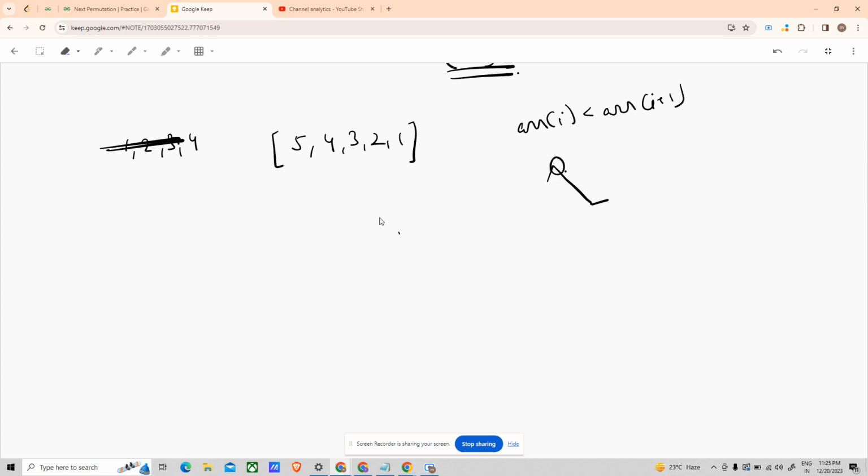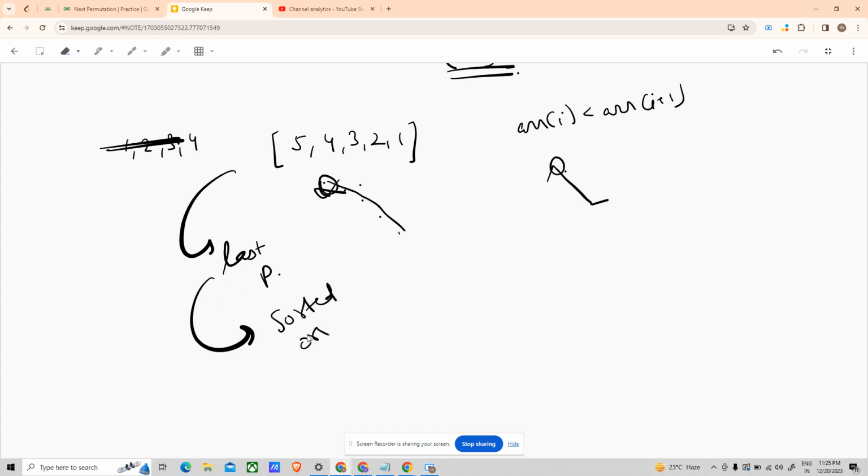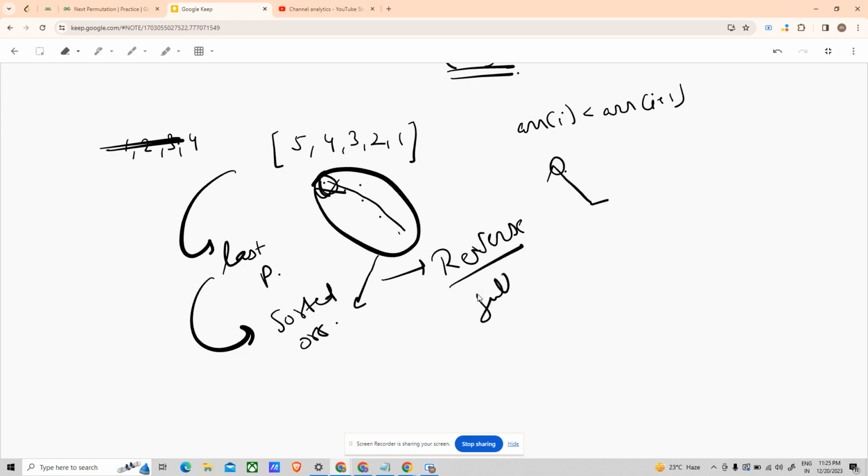If you see 1, 2, 3, 4, 5, are you able to see any breakpoint? No. So what do we have to do? If there is no breakpoint, that means the array is representing the last permutation. So what we have to return is the sorted order. And as we discussed, to convert a decreasing order into the sorted order, just reverse it. Now in this case, we have to reverse the whole array, the full array.